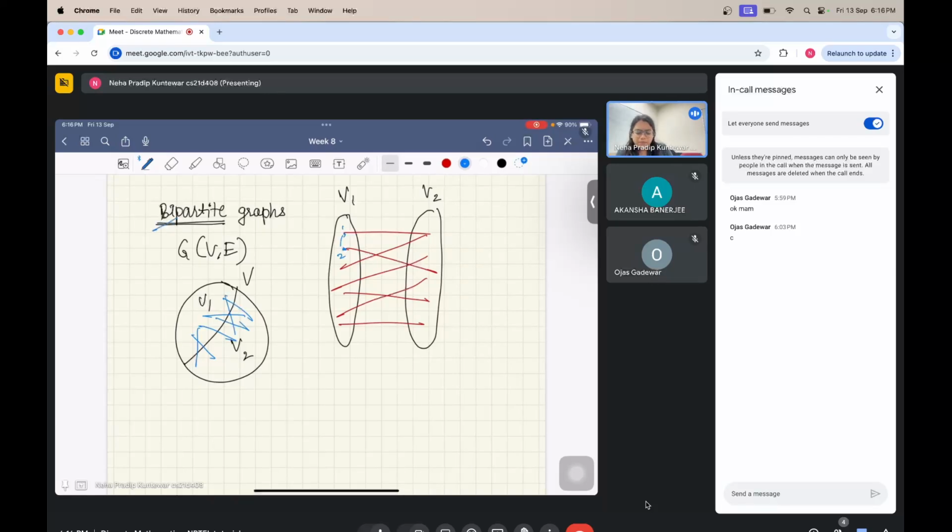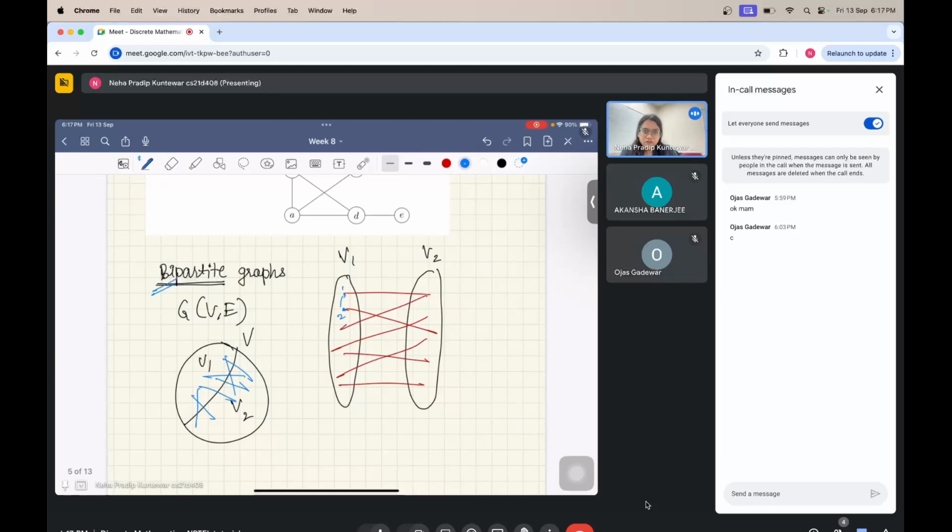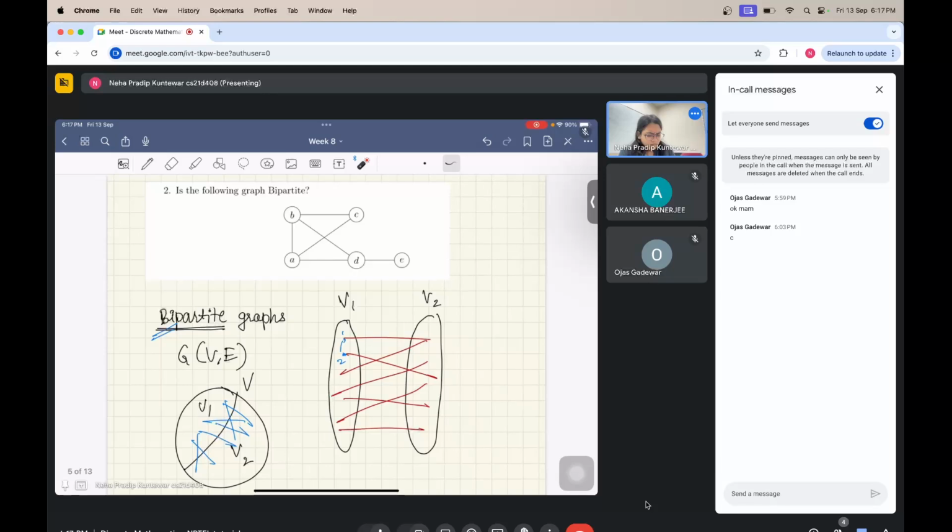Therefore it's called bipartite. Similarly, you can define tripartite graphs and so on, but for now let's just deal with bipartite graphs. So is the definition clear? It's basically that you can partition the vertex set into V1 and V2 such that if you look at the edges, they will always be crossing from one set to the other. So the question is, the graph that is given to you, is it bipartite?